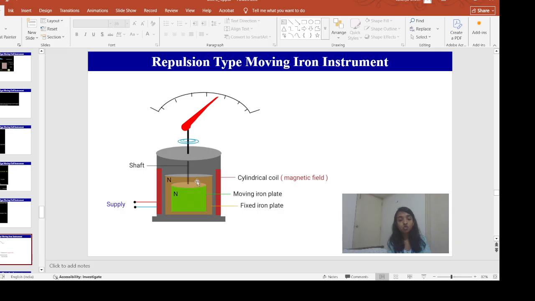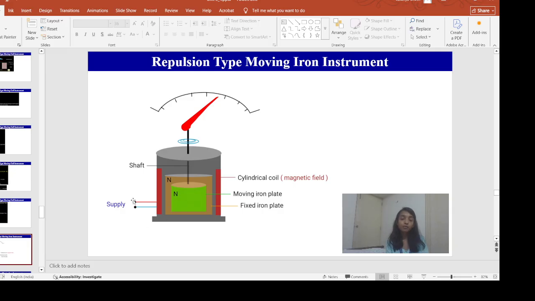A repulsion force will be acting between these two, and the moving plate will start getting repelled away from the fixed plate. As a result, the pointer attached to it will be deflected due to the deflecting torque, which we can observe on the scale. The controlling torque will provide the required torque. The spring attached to this shaft will provide the required controlling torque.